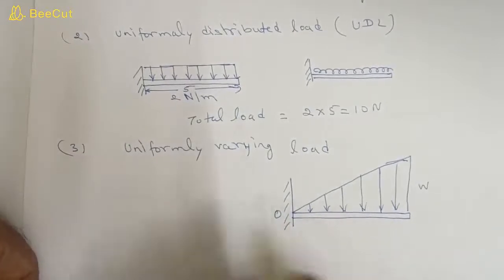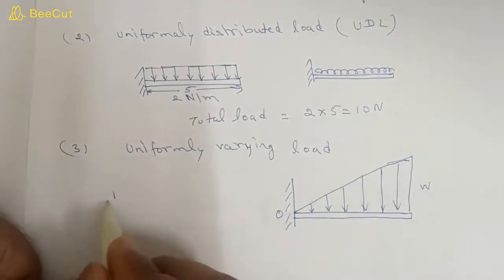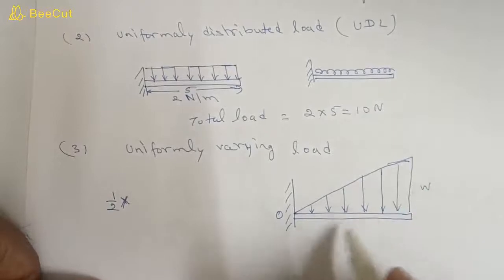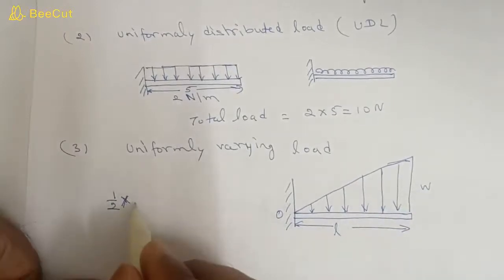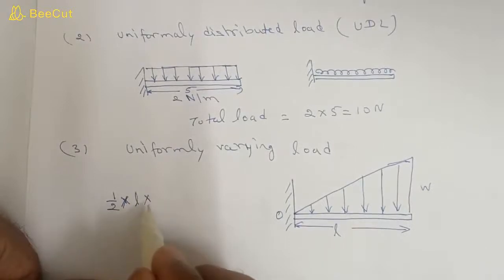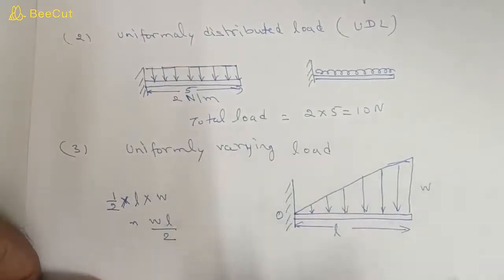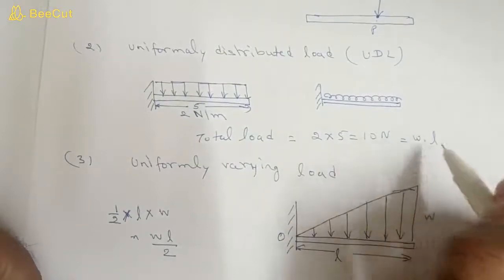So in this case, the total load can be calculated. This is a triangle, so the total load will be the area of the triangle, half into base into height. Suppose the length of the beam is L, then we can write half into base L into height W. So the total load is WL by 2. In the case of a uniform load, the total load is W into L.